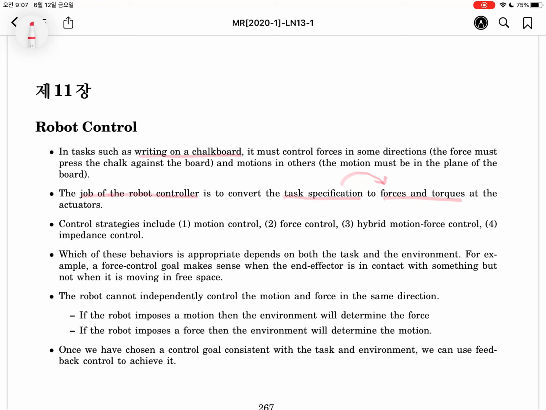Now chapter 11 deals with 4 kinds of control theory. The first one is motion control. This is 11.3, force control. Like this, motion control, force control, hybrid motion force control, and impedance control. These 4 topics will be covered in this chapter 11.